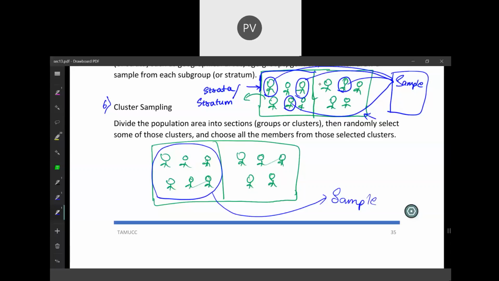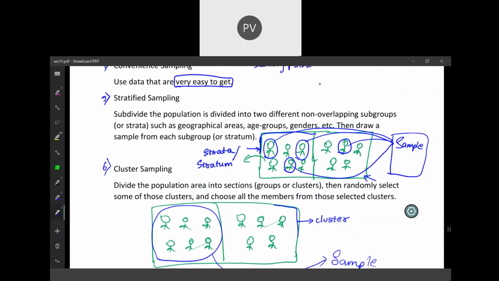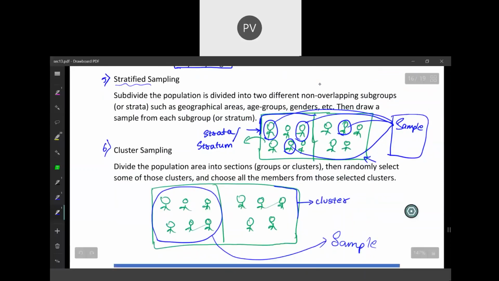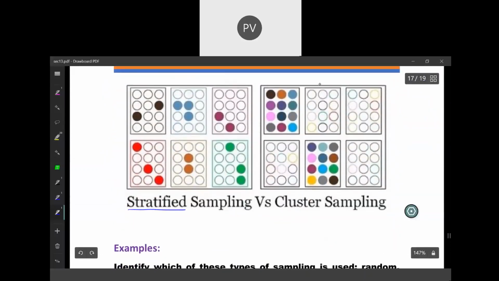This box here is your cluster, which is nothing but the group. A group is also called a cluster in cluster sampling. A group is also called strata or stratum in stratified sampling. Okay, now let us see what is the difference between stratified sampling and cluster sampling.